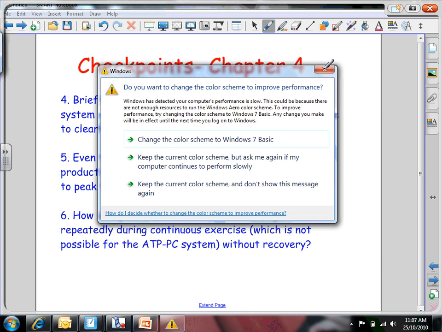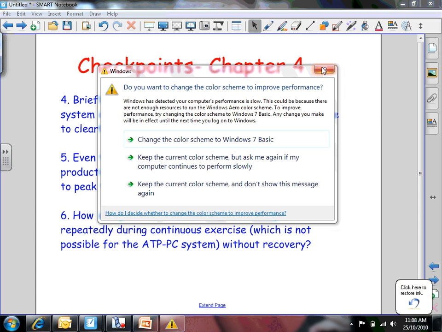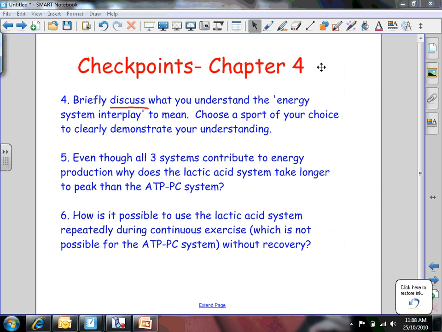It also says that you need to choose a sport. Now, in choosing that sport, what you really should do is give consideration to a sport that has different levels of intensities at different times. That will give you a little bit more of an opportunity to say how you understand how the energy systems interplay. In question 5, even though all three systems contribute to energy production, why does the lactic acid system take longer to peak than the ATPPC system?